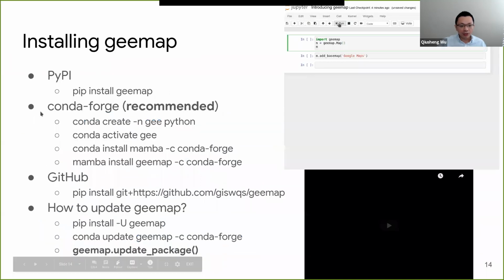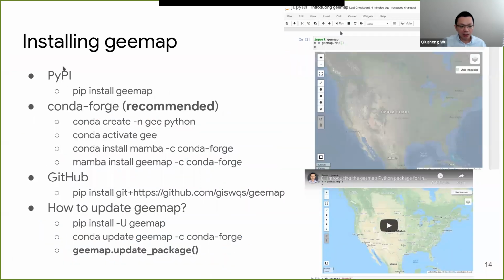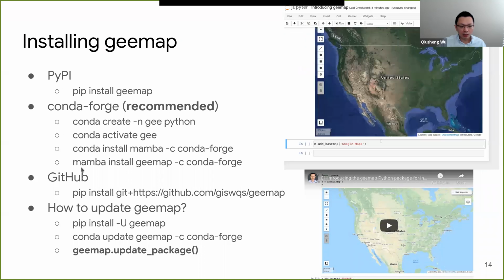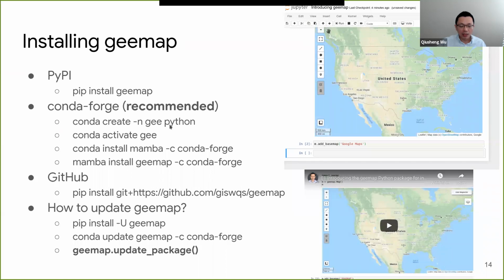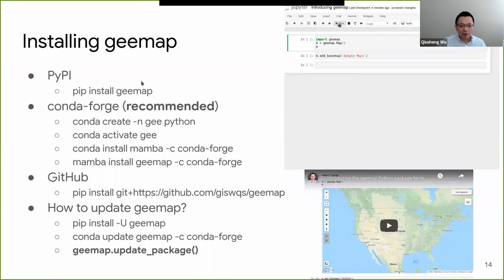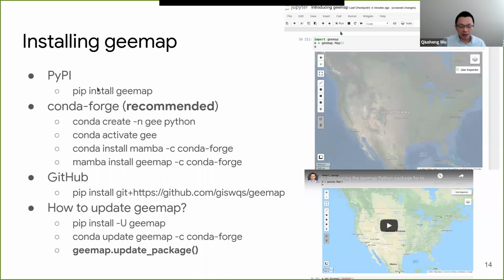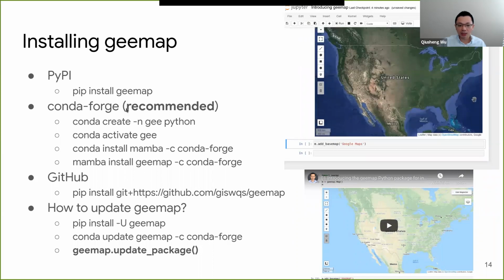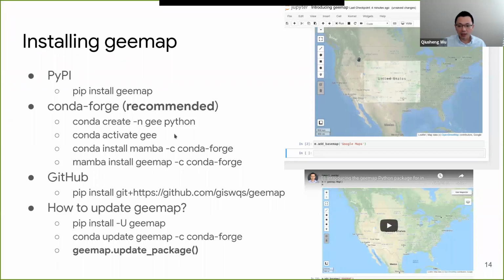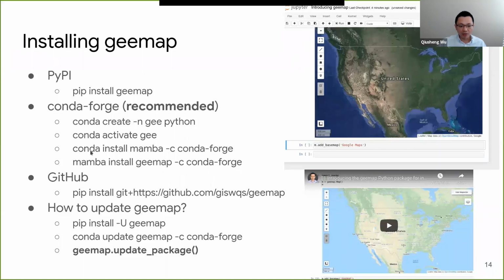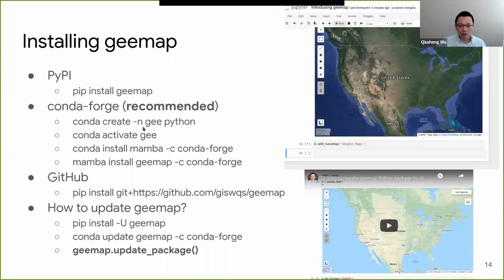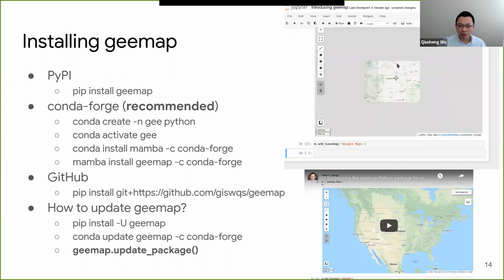So first you need to install it. You can install using pip, or you use Conda, or you can install from GitHub. I highly recommend you use Conda, because if you use pip and you have some existing Python environment, sometimes the IPyLeaflet package has some dependency conflicts, and some users reported that they were not able to display the map. But if you use Conda, most likely everything will be resolved automatically. So you can check my tutorial.